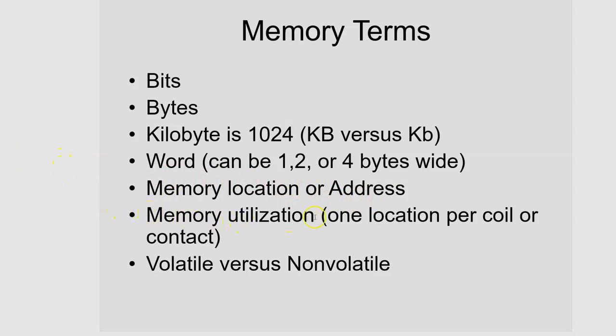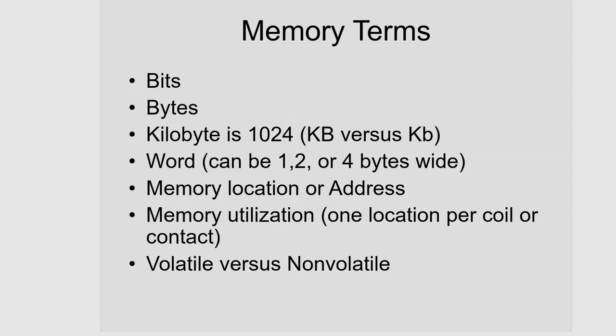This memory utilization, one location per coil or contact, that kind of refers to the fact that if you remember when we talked about the relay, it consisted of basically two main parts. We talked about the coil and we talked about the contact. Now that coil can either be energized or not energized, and that contact can be open or closed. Therefore, we can use a single bit to represent both of those. We can use a single bit to represent a coil being energized or not energized. Maybe if the bit is a 1, that stands for a coil that's energized. If that bit is a 0, that means that coil is not energized.